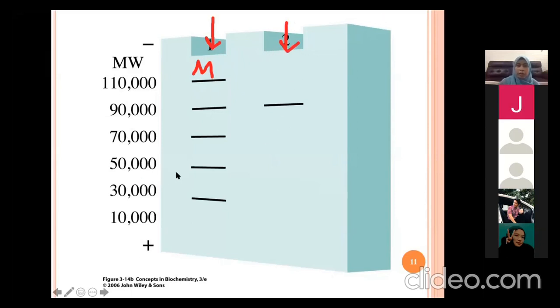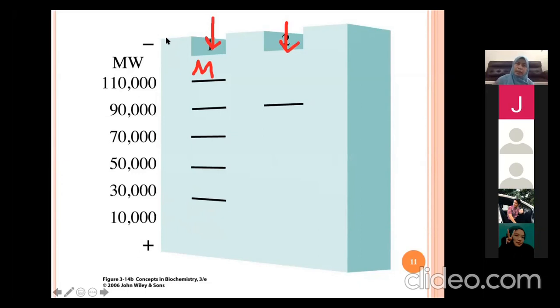Now if we have this marker, molecular weight marker, meaning the standard, like a ruler. The first top lane, the size will be 110 kilodalton. The second will be 90 kilodalton. Third, 70 kilodalton. Fourth will be 50 kilodalton, 30 kilodalton, and then 10 kilodalton at the bottom.